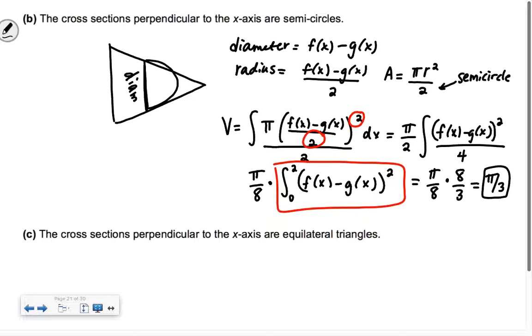So the pi over 8 came from... So you don't have to do it that way, guys. You can put it all in your calculator like that. I don't care. Whichever way you want to do it. I was just making it easier so I didn't have to integrate again.